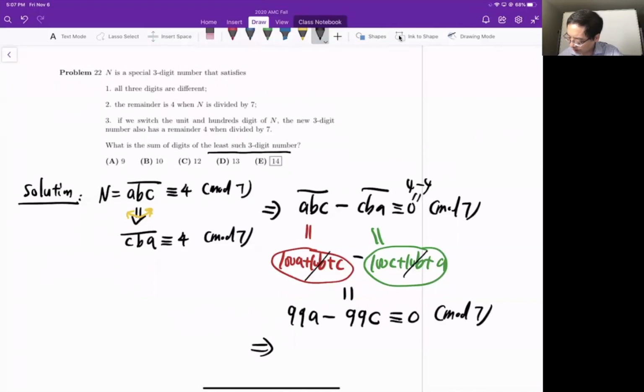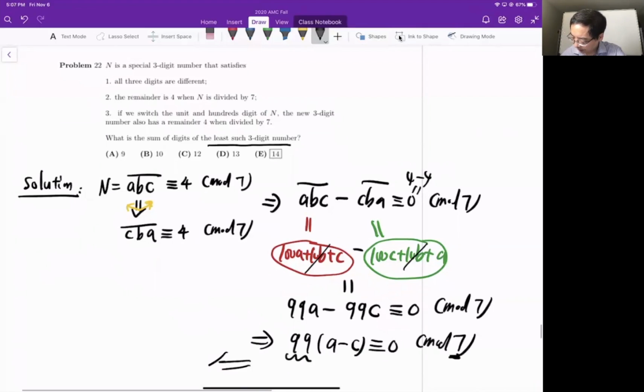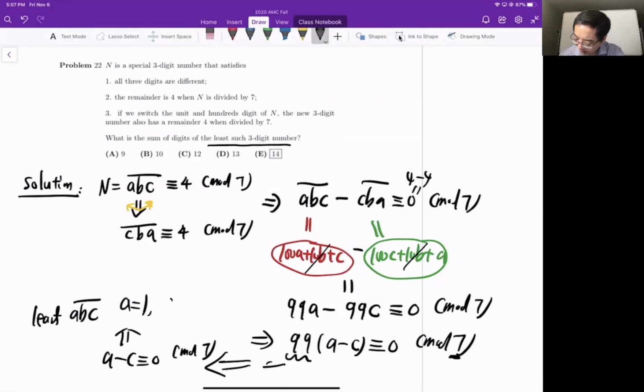From here, we get that 99 times (A minus C) is divisible by 7, and because 99 and 7 are relatively prime, I get that A minus C has to be divisible by 7. Then, since we are looking for the least ABC, a natural choice from here is to choose A to be 1 and C to be 8. Then A minus C is -7. Then of course, it's divisible by 7.